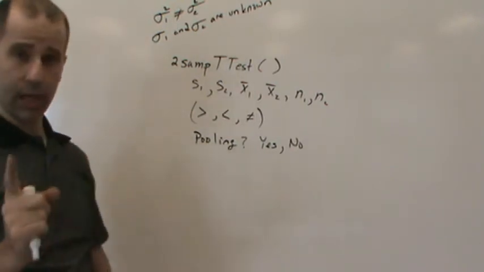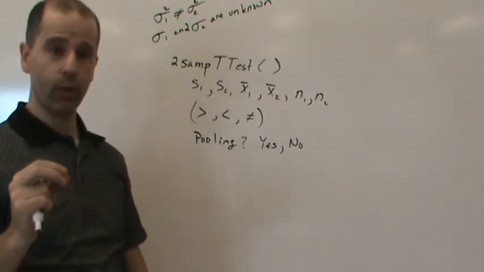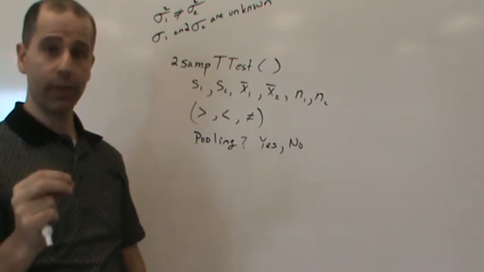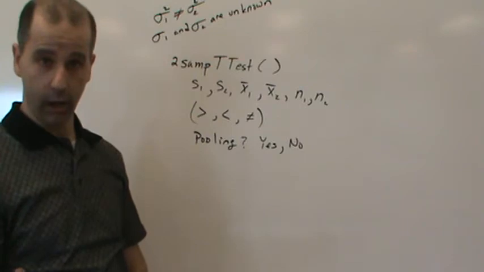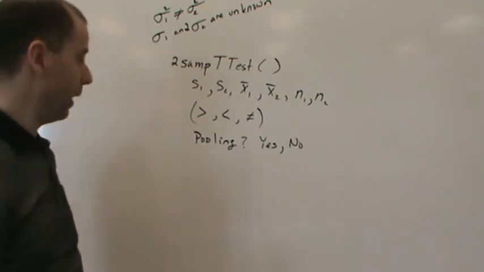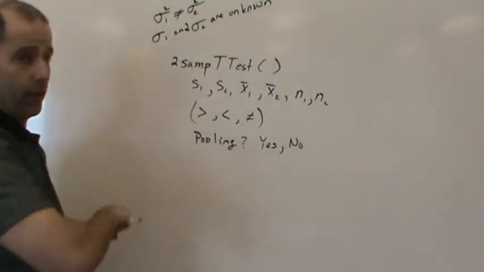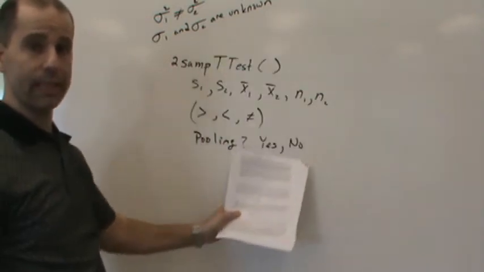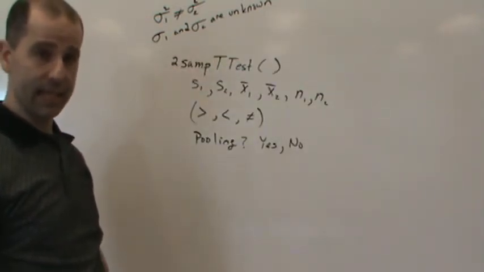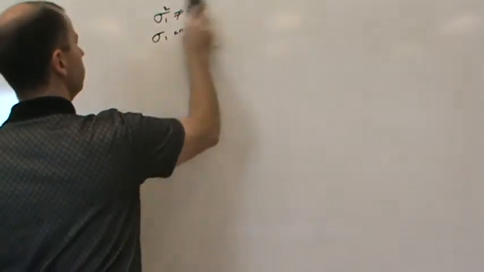In a moment, we'll talk about what happens if they are equal. What happens if we can assume that the variances are equal even though we don't know what they are? We'll get to that in a moment. But right now, we're going to assume that the variances are not equal and the variances are unknown. And the key is if they're unknown, we're going to do a t distribution with the t statistic that I just went through. So let's do an example.